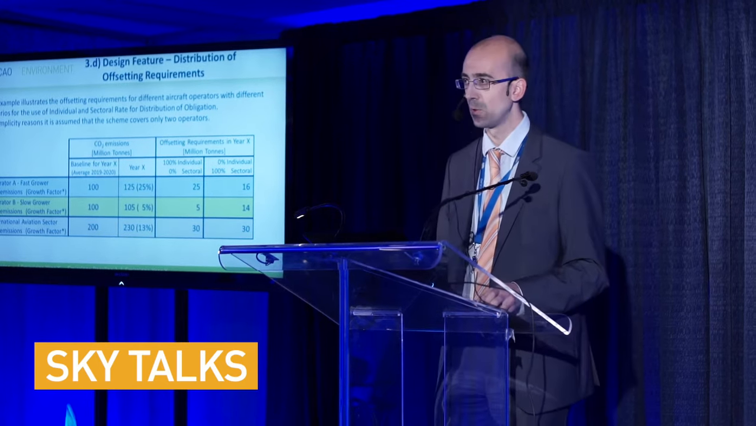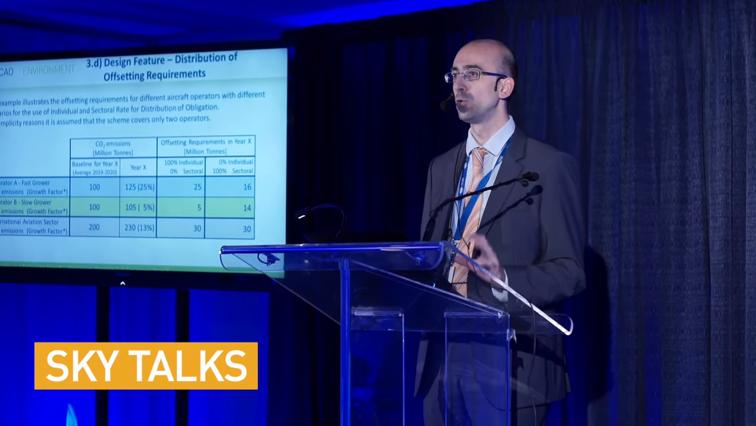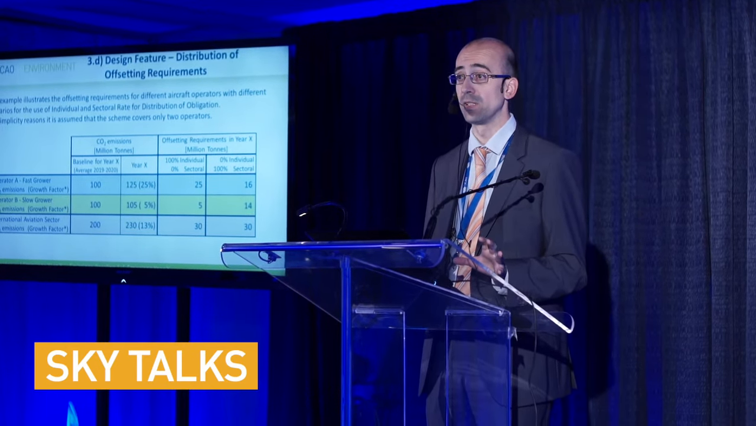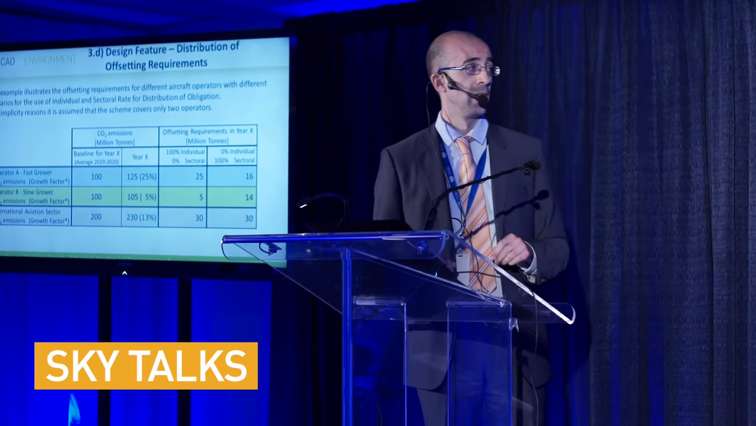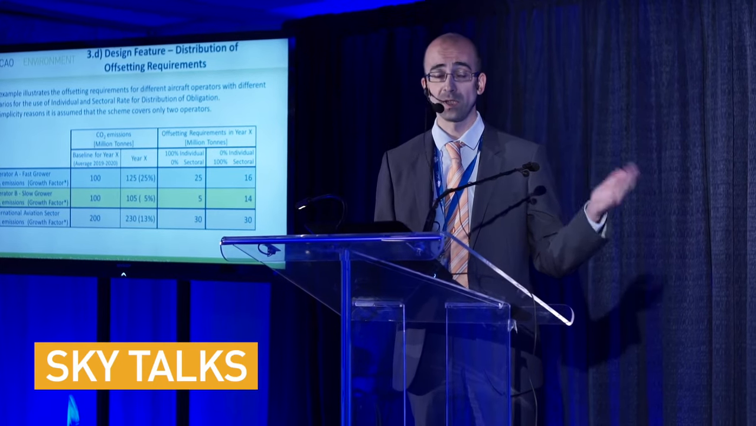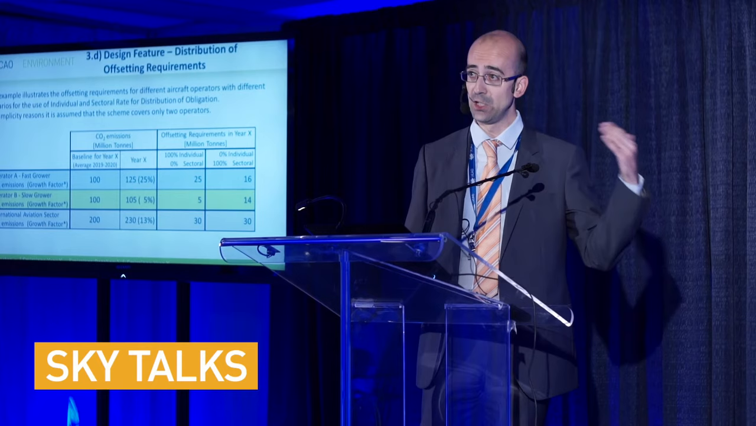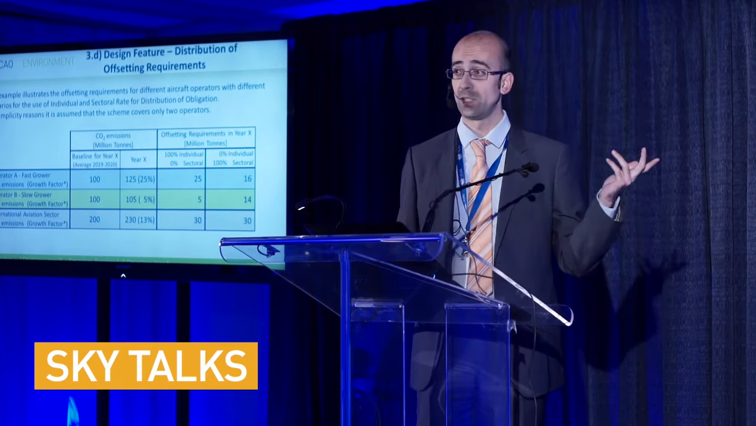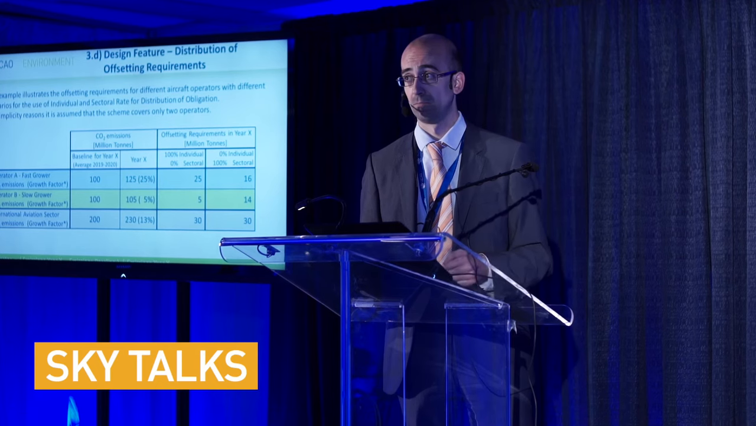In this example, for the sake of simplicity, we assume that there are only two operators participating in the scheme, operator A and operator B. And also for the sake of simplicity, we assume that the emissions in the reference years of 2019 and 2020 are the same, and they yield the same average, 100 per each operator. Therefore, the baseline for the calculation of offsetting requirements is set at 200. We see that in year X of implementation of the CORSIA, operator A has an increase of emissions of 25%, whereas operator B has an increase of 5%.